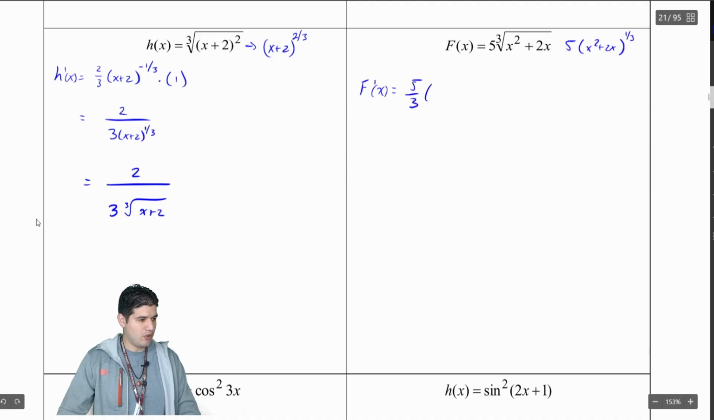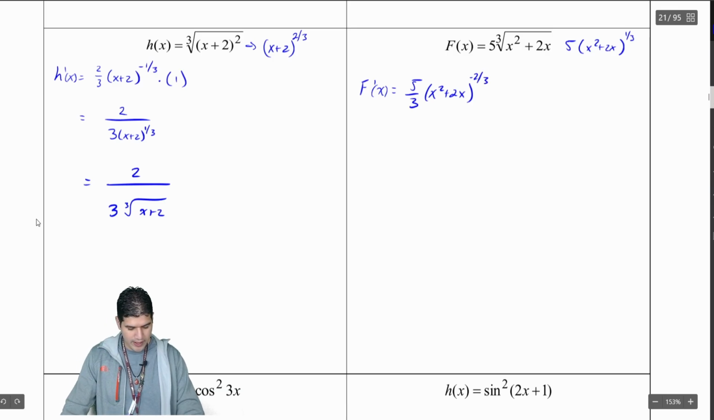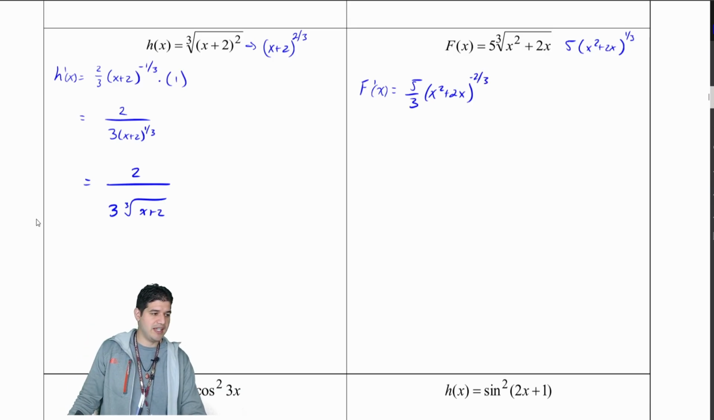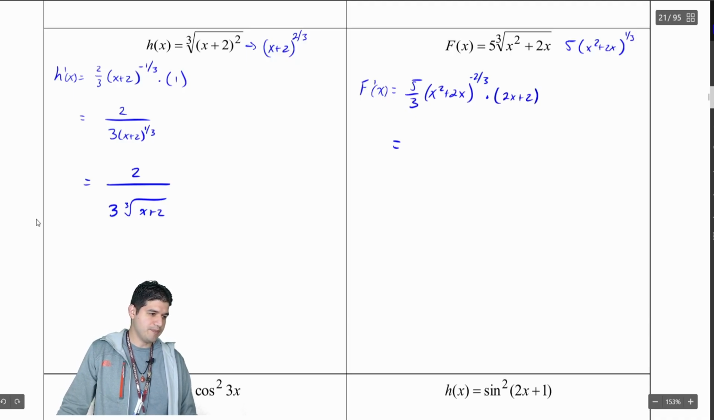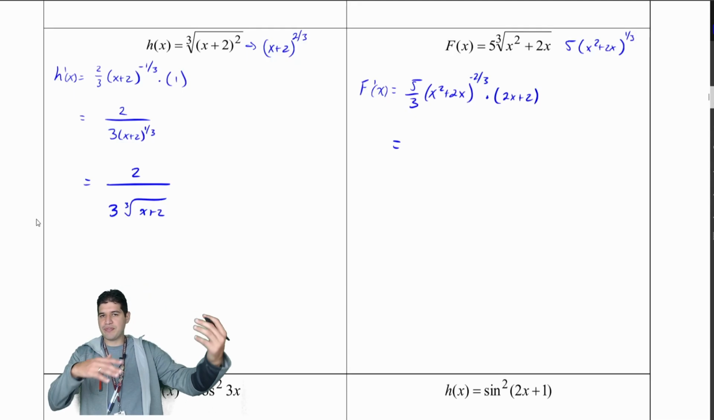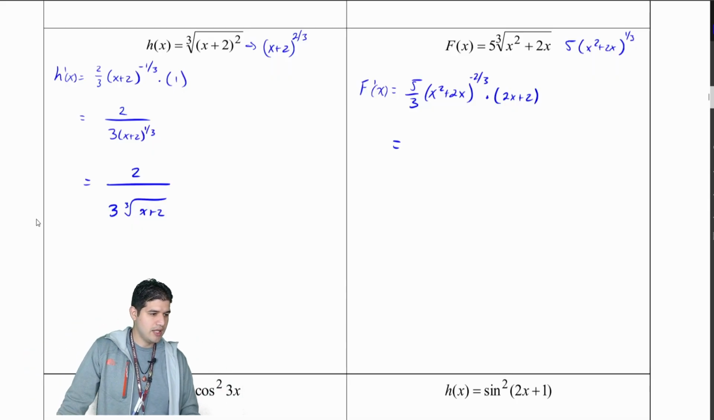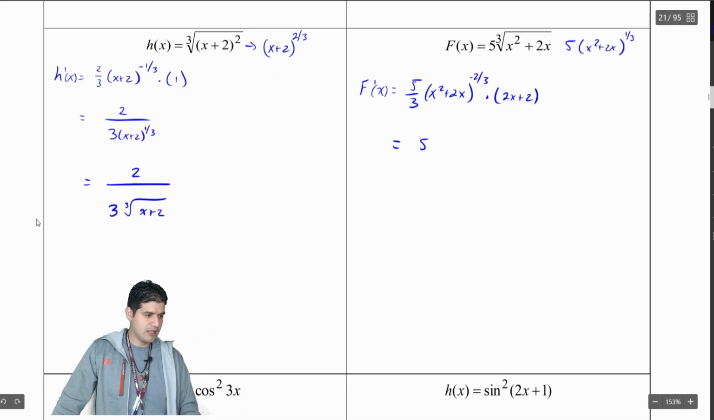All right, and now I'm going to hold on to x squared plus 2x and subtract 1 from 1/3, so I get negative 2/3. And then I'm going to multiply by the derivative of the inner part. So x squared plus 2x, that derivative is 2x plus 2. Okay, so now I'm going to move everything around to make it one fraction. So I'm going to get 5. And then this radical part, that's going to go into my denominator.